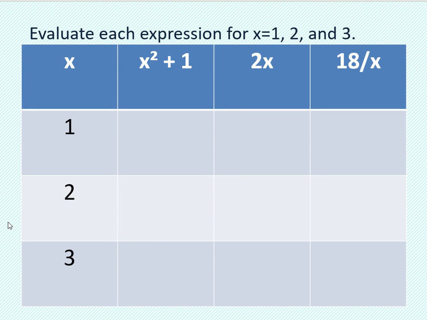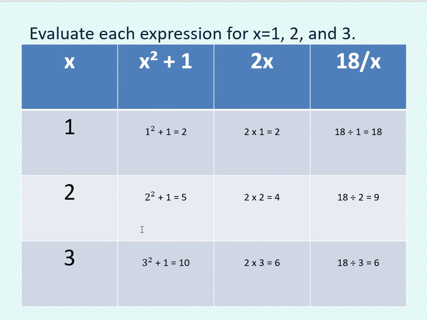Now pause your video and solve for x equals 2 and x equals 3. Start your video again and check your answers. So here are your answers. 2 squared plus 1. So 2 squared is 4, plus 1 equals 5. 3 squared would be 9, plus 1 equals 10. Now for 2x, 2 times 2 equals 4. 2 times 3 equals 6. For 18 divided by x, 18 divided by 2 equals 9. 18 divided by 3 equals 6.